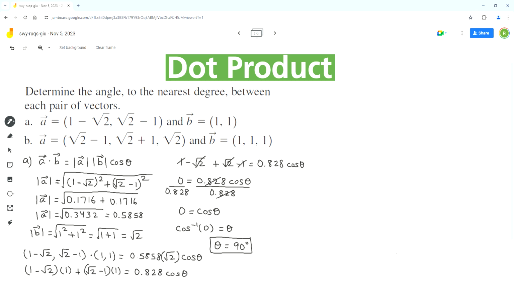Now we can analyze part B. We'll start by writing the dot product equation. So we can find the magnitude of vectors A and B. We'll square the components, add them and apply square root to the sum.